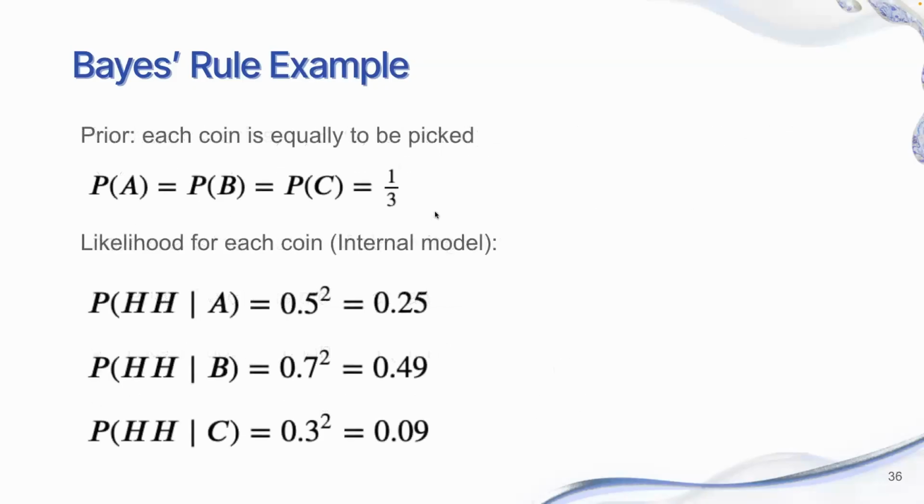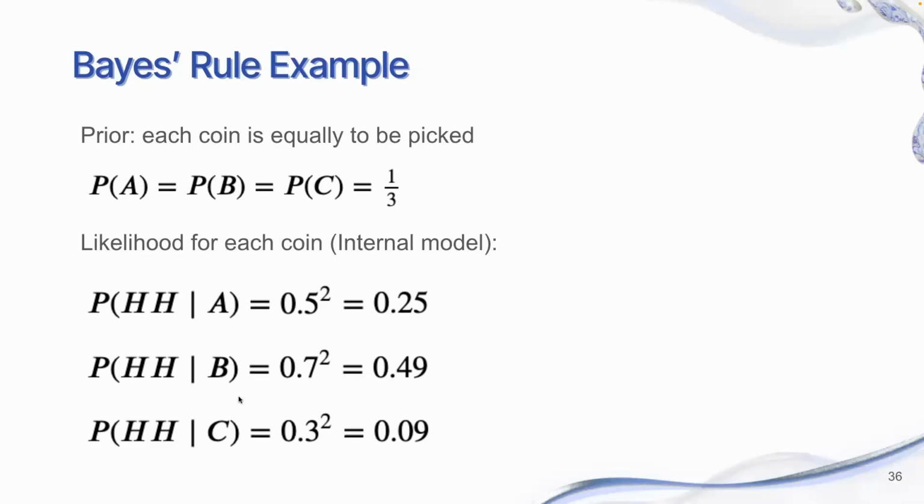So let's do some computation then. For the prior, it's easy, right? You know the coins are picked uniformly at random, so each coin has a 1/3 chance of being picked in this case. And your likelihood for each coin, which is your internal model: if you picked coin A, the chance of observing 2 heads is just 0.5 times 0.5, right? Because 2 flips are independent. So the total probability of seeing 2 heads given A is 0.25. And you do similar things for coin B and coin C, right? So you now have a likelihood term for each coin.